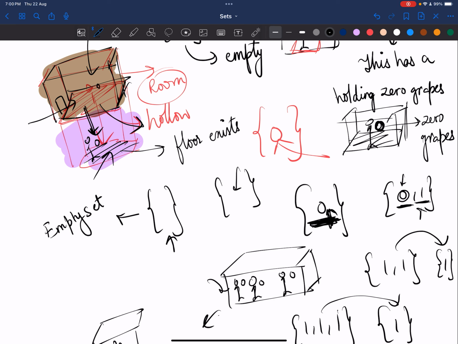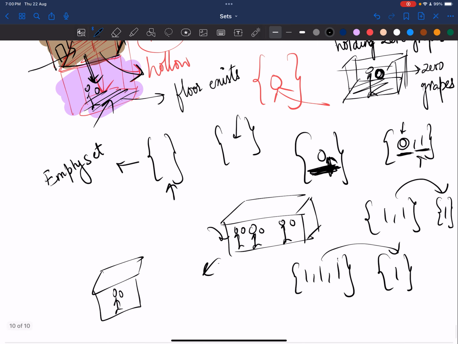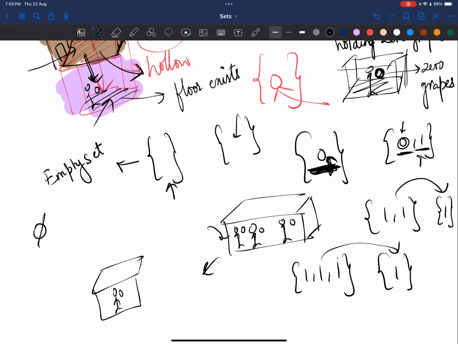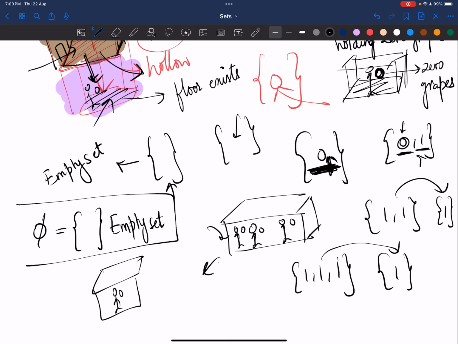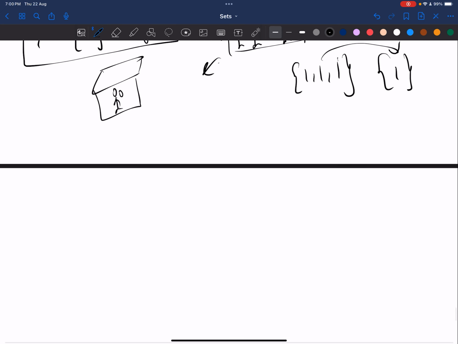Okay. So now you understood the empty set. I'm going to tell you what it's called. It's basically written like this. It's called phi. Yes, literally written this way. It's called the empty set. Okay, so that's one understanding of the day. Let's go to the next part.